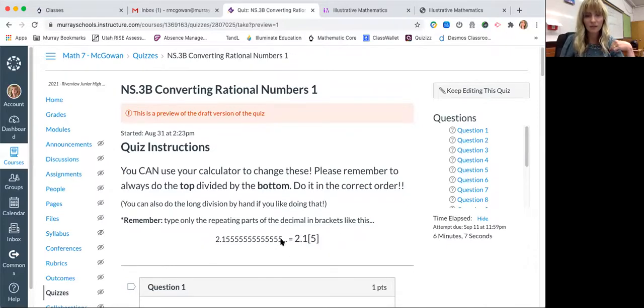So if you saw this in your calculator, guess what? Your calculator would put a 6 at the end because it's programmed to round. There's no 6 at the end. But you would type it in like this. The 2.1 does not repeat, only the 5 repeats. So put the repeating parts in the brackets. Let me know if you have any questions. You guys can do it.